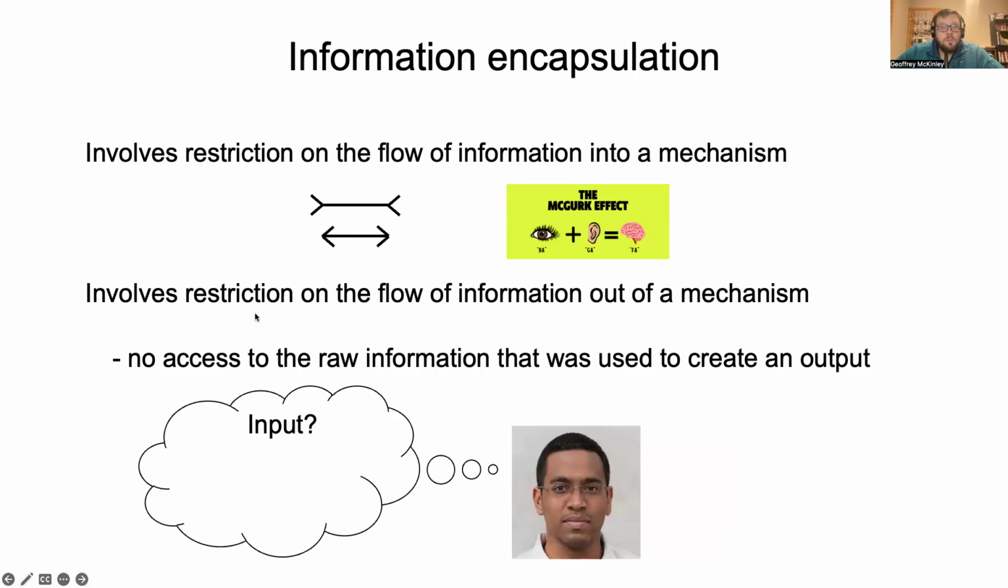Information encapsulation also involves not just the inflow of information into a mechanism, but also the restriction of the flow of information out of a mechanism. So this means that there's no access to the raw information that was used to create the output. It's sort of like a module is kind of like a black box, right? There's input that goes into the black box. What happens? We don't really know. And then there's output, right?